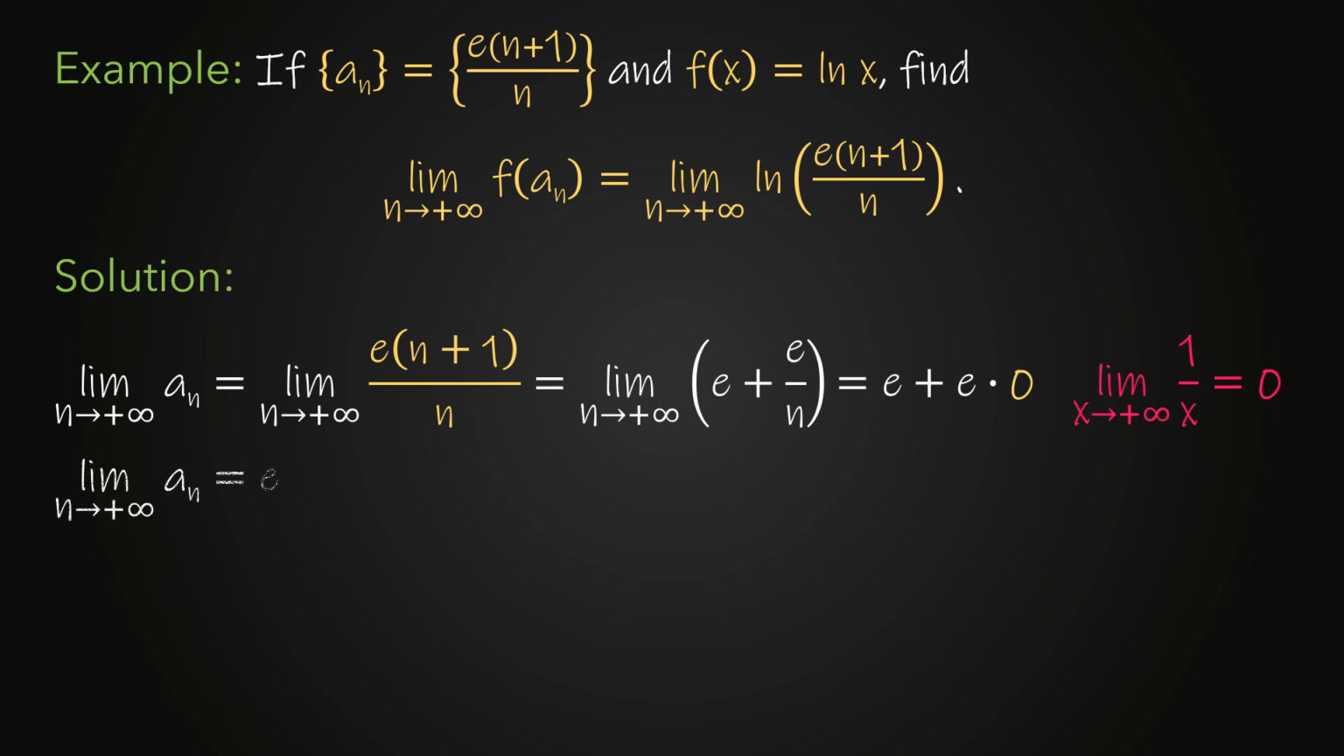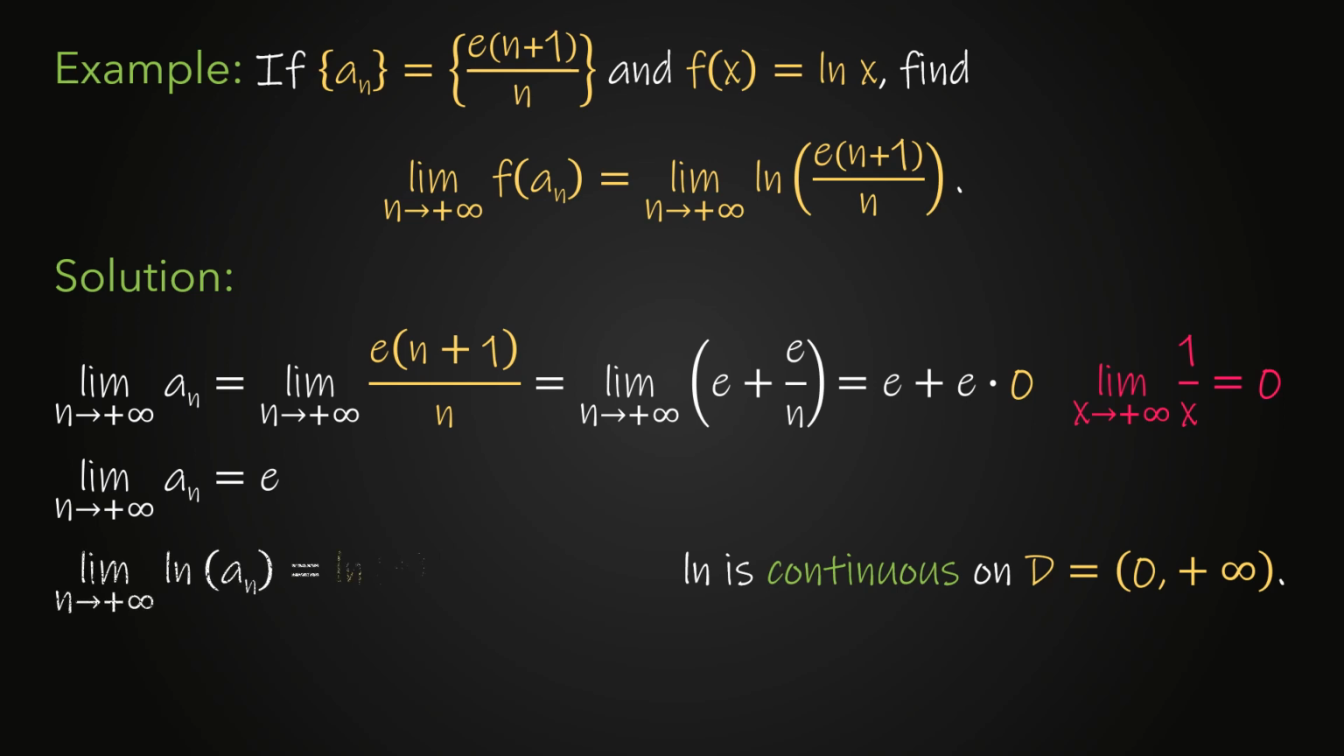The limit of the given sequence is equal to e. The natural logarithm function is continuous on its domain, which includes x equals e. As a result, we can apply the composite function property. The limit of the natural logarithm of the given sequence is equal to the natural logarithm of the limit of the given sequence. Therefore, the limit of the function of the given sequence is equal to 1. That is, the sequence converges to 1.